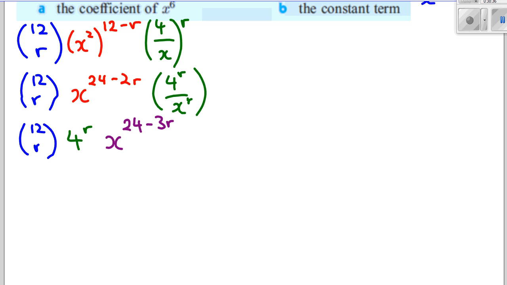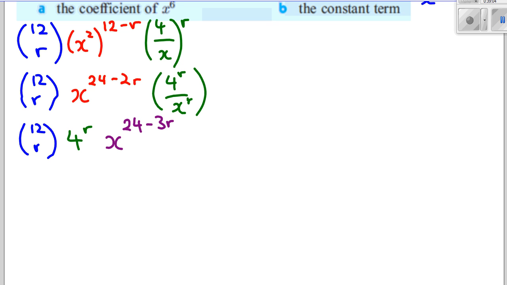How did she get 3r? Yeah. So if you happen to have a bit of space, you might want to explain that that kind of thing is x to the 24 minus 2r, all divided by x to the r. So we subtracted the exponent. That exponent minus that exponent gives us 24 minus 3r. You end up doing this 100 times in the topic.